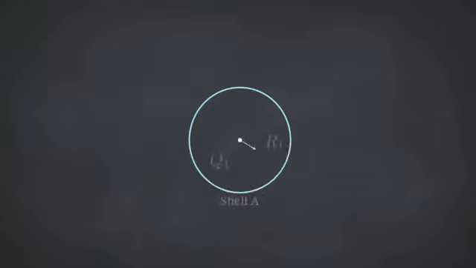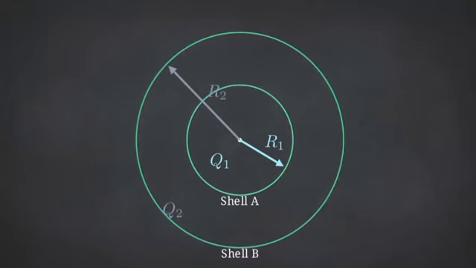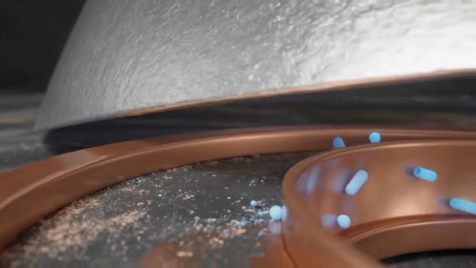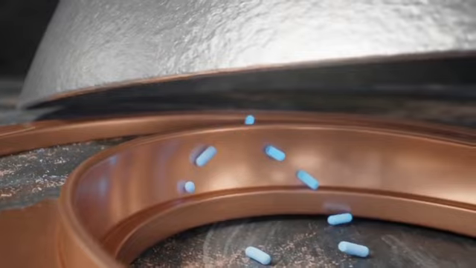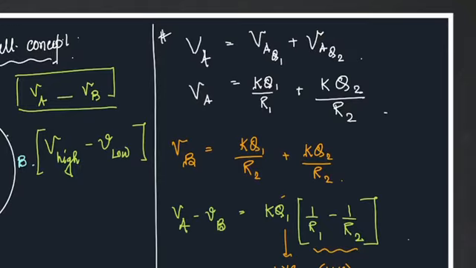Now we reintroduce the second shell, an inner shell A with radius R1 and charge Q1, nested inside an outer shell B with radius R2 and charge Q2. Using the principle of superposition, we determine absolute potential by summing the individual potentials. We define the absolute potential on the surface of the inner shell as VA. This specific point is heavily influenced by its own surface charge and its position relative to the outer boundary. This gets us the first expression.